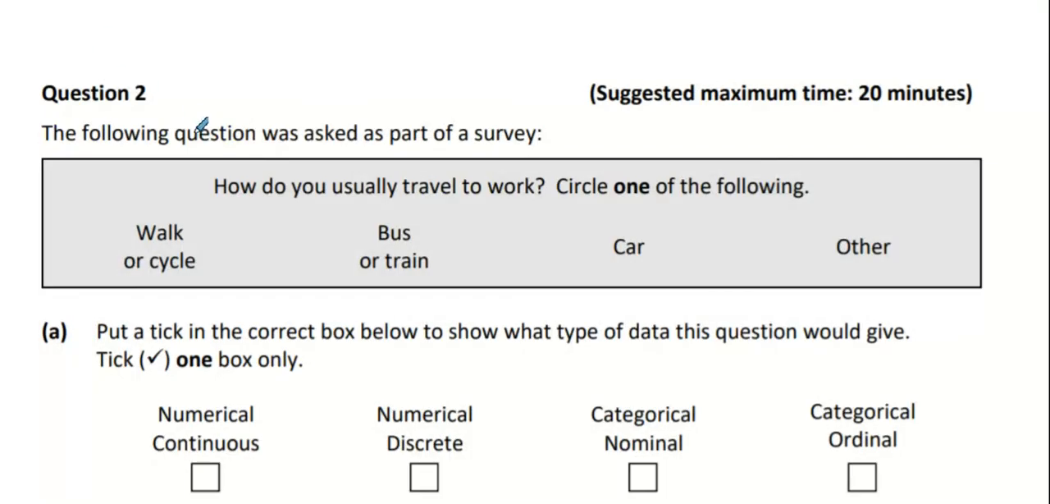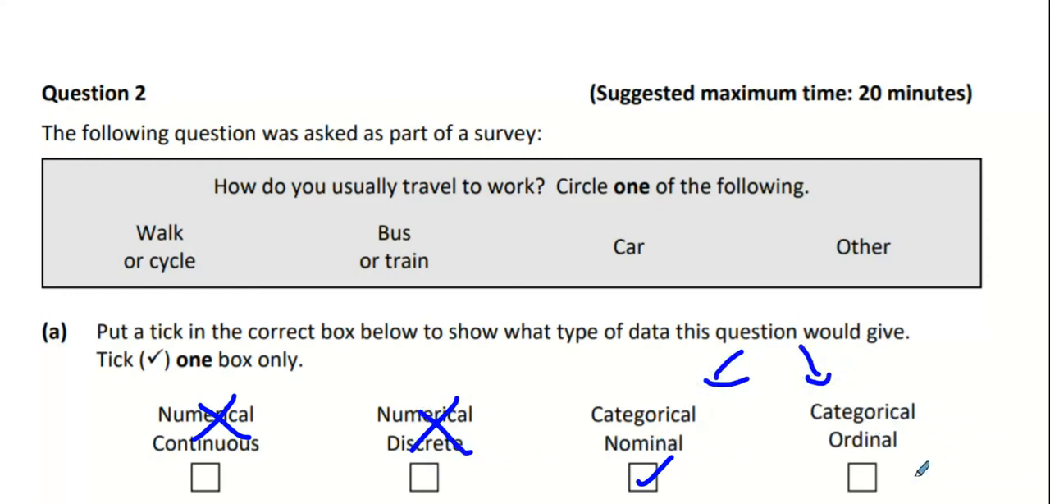Question 2. The following was asked as part of the survey. How do you travel to work? Circle one of the answers. Okay. So it's important that we know what type of data this is. This is categorical nominal data because there's no order and each answer is in categories, so it can't possibly be numerical answers. It can only be either ordinal or nominal.